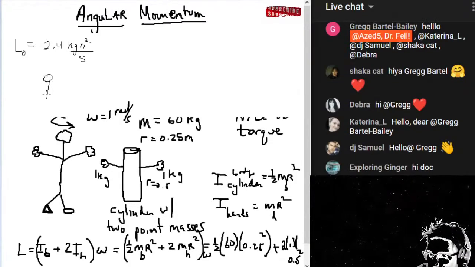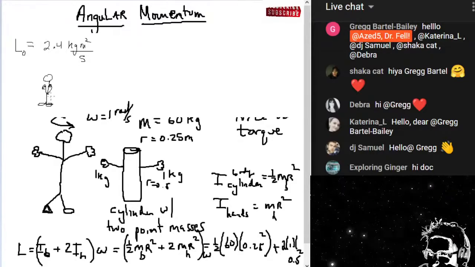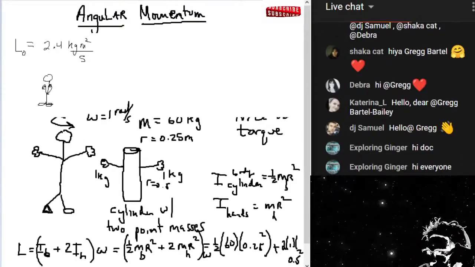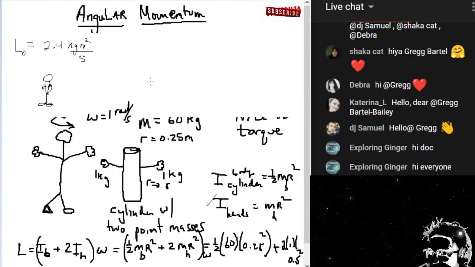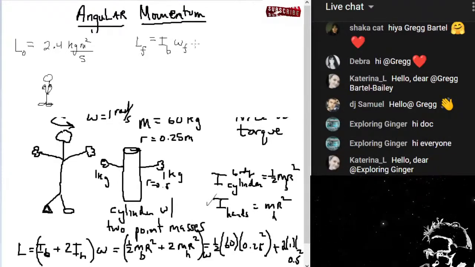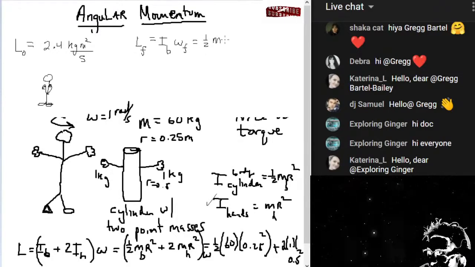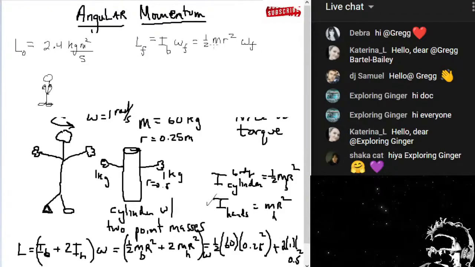So let's draw them when they have their arms in. So here's their head. Hey, Exploring Ginger. Their arms are here now, pretty much in line with their body. So we don't have this part anymore. This part's gone. So it's just L final is equal to I of the body times omega final. And I of the body is going to be 1/2 of the mass of the body times R squared times omega final.